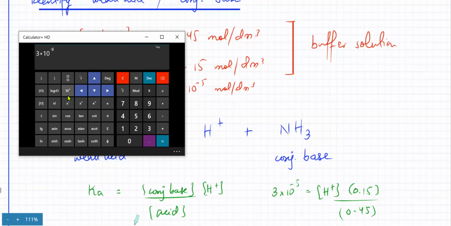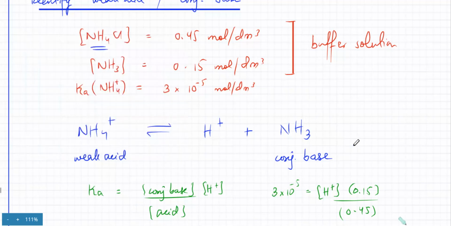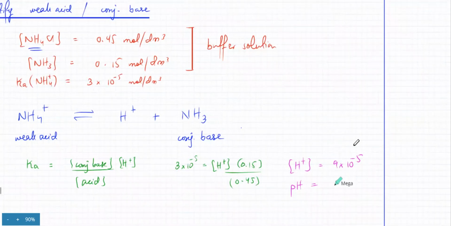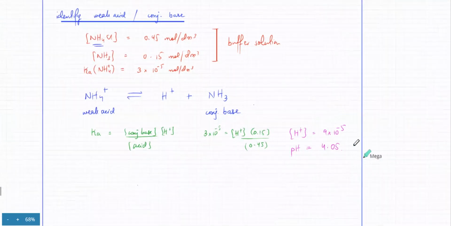Sarah, did you do this? Yes. The H plus is it 9 times 10 to the power negative 5? Okay, so H plus 1 is 9 times 10 to the power negative 5. And what's pH? Negative log. Yes. Okay, and what's the pH? Negative log of 9 times 10 to the power negative 5, which is 4.05. Okay, so it's 4.05.